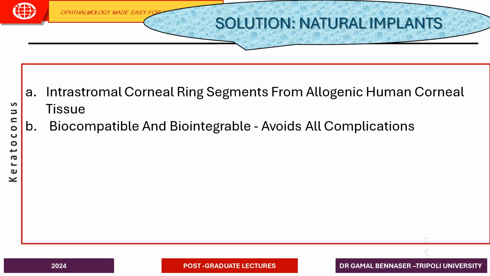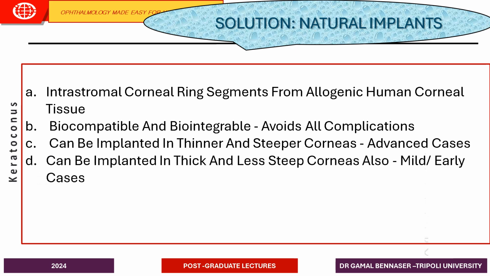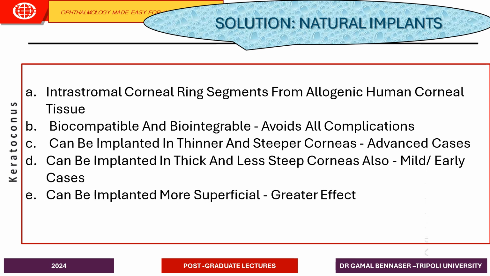These tissues are biocompatible and biointegratable because they are integrated within the tissue of the cornea, so that it will avoid all the complications seen in the synthetic implants, like extrusion of the segments. It can be implanted in cases where there are contraindications for synthetic intracorneal ring segments, like very thin cornea and very steep cornea, and in advanced cases.